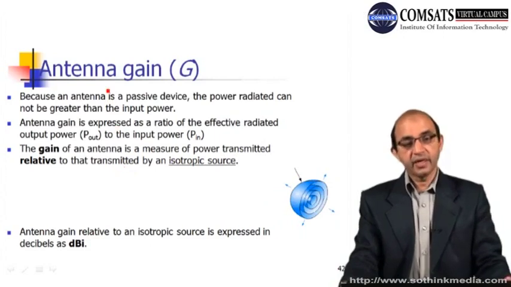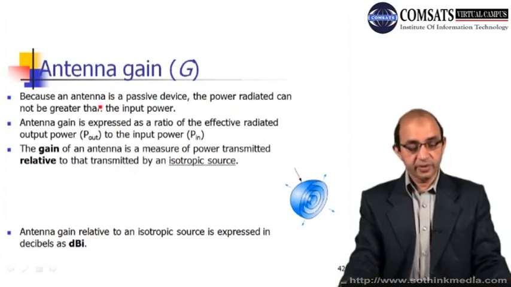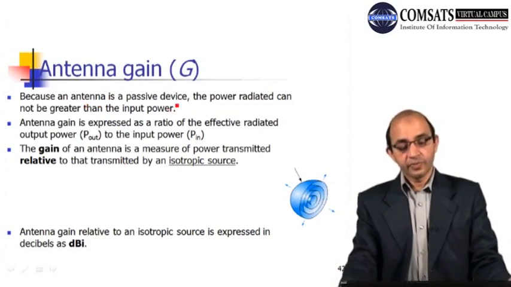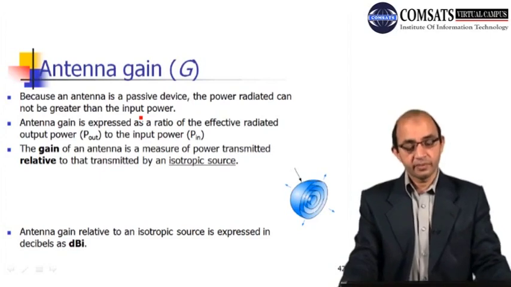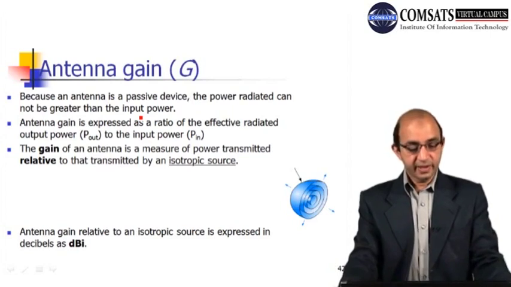Here we have the antenna gain, again one of the important characteristics of the antenna. Because it is a passive device, the power radiated cannot be greater than the input power, so we have to pay something. The input power is greater and the output power is lesser. Antenna gain is expressed as a ratio of the effective radiated output power to the input power. The gain of an antenna measures the power transmitted relative to that transmitted by an isotropic antenna, so it is a relative measure. We normally compare this to the isotropic antenna.